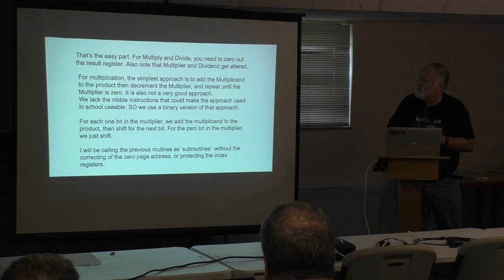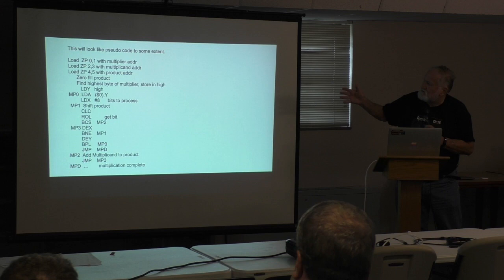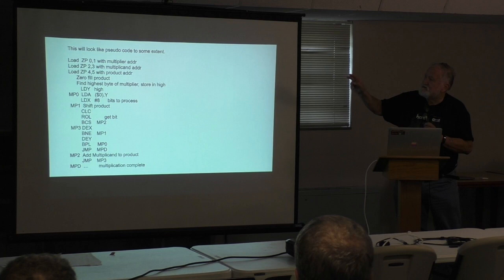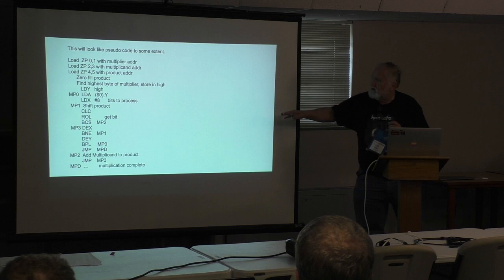Now, I did a sort of cross between pseudocode and code here for the multiply routine. I load the addresses of the registers, the fields in the memory, into 30 page pairs. Then I do my shifting and whatnot here. Arithmetic is not simple when you get to multiply.